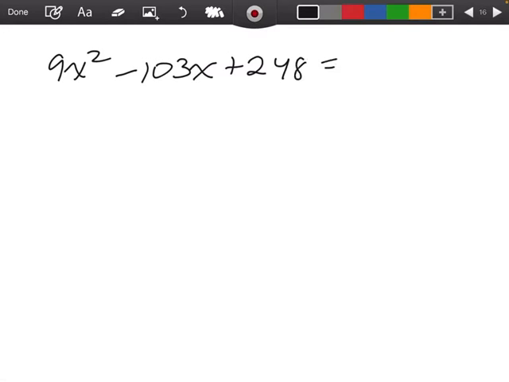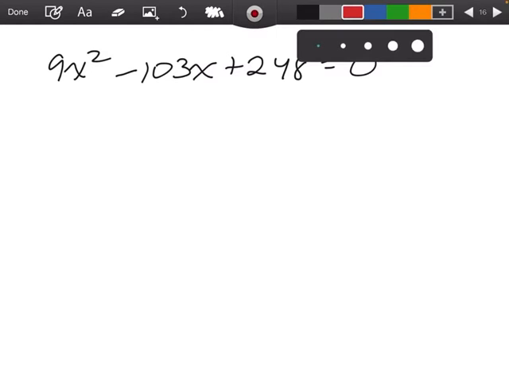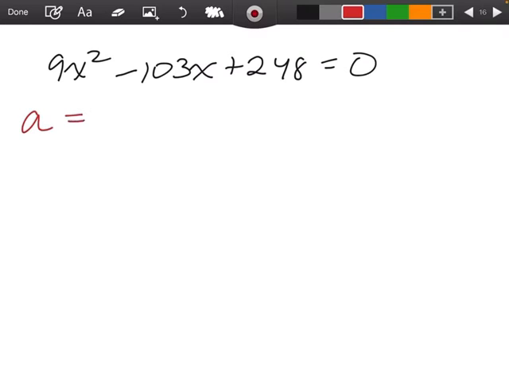We've got some options here. One option is to factor it. I'm going to send out another problem in a few minutes, and I did that one by factoring. I told you guys you could also use the quadratic formula, and I'm going to use it in this one so you can see the difference. So A is 9, B is negative 103, and C is 248.